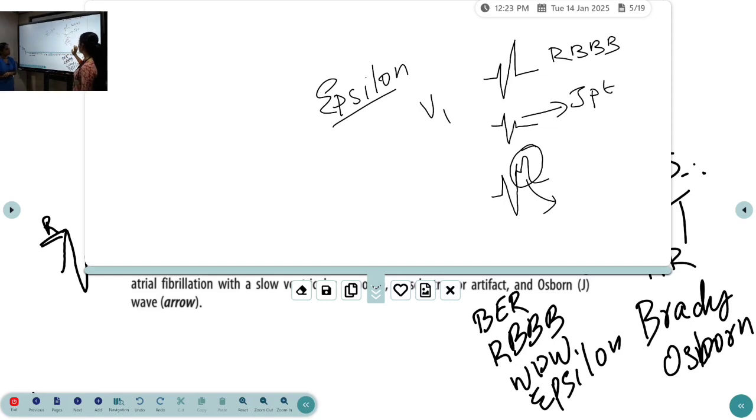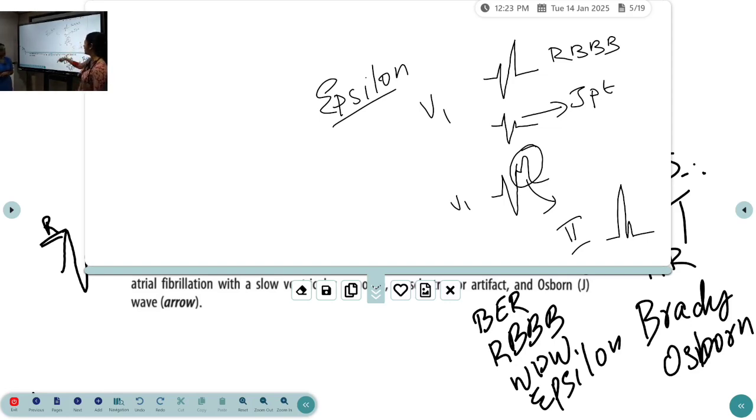So this is called an epsilon wave, and when we are looking at V1 and when we are looking in lead 2, it will usually look like this, like another bump. So this can be mistaken as an Osborn wave.